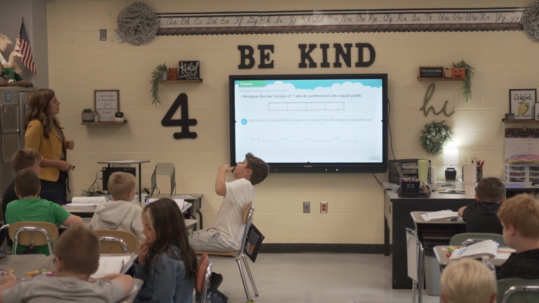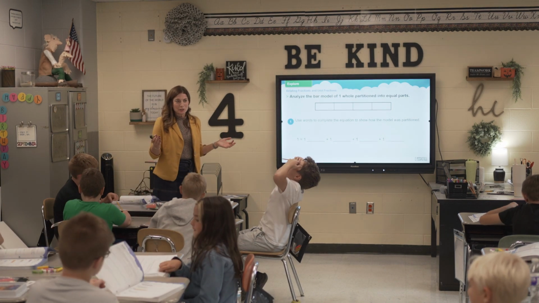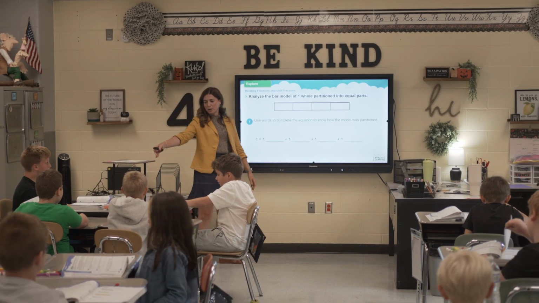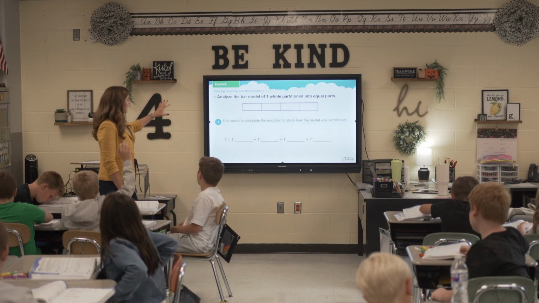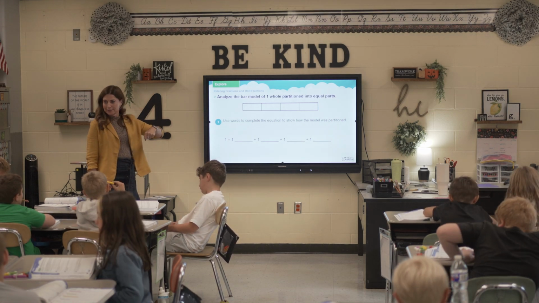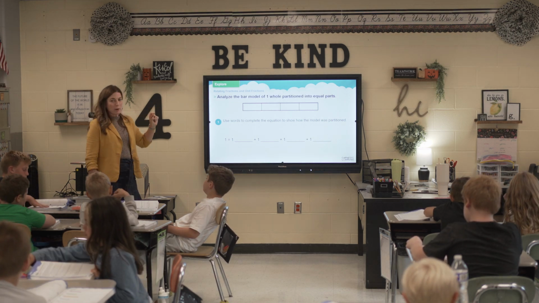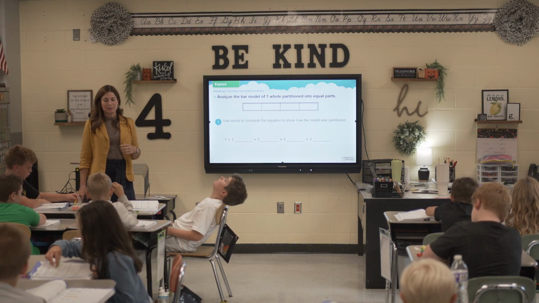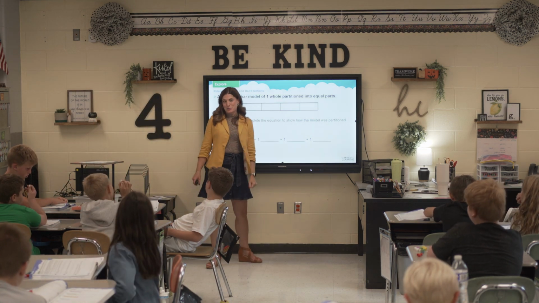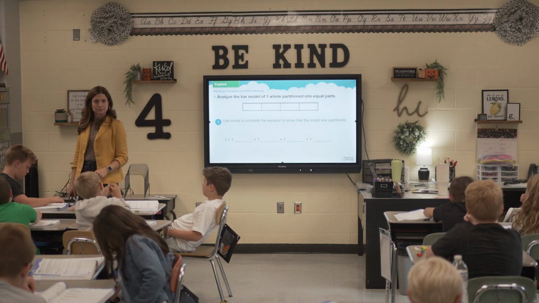All right, so I want you to analyze. Analyze means to look closely, so we're going to get our eyes peeled. You can look up here, or you can look on page 64. Analyze the bar model. Kind of looks like our colored rods, doesn't it? Yep. So analyze the bar model of 1 whole partitioned into equal parts. Oh, we weren't talking about this word before, so let's think about that. How do you know that's partitioned into equal parts?